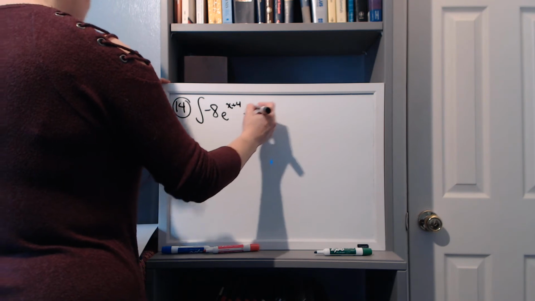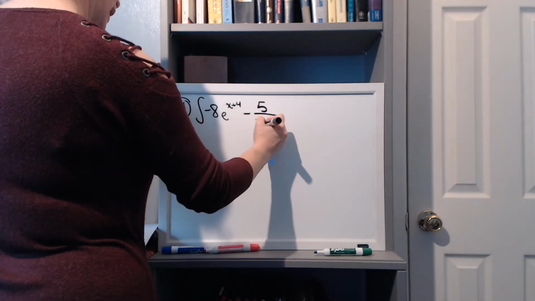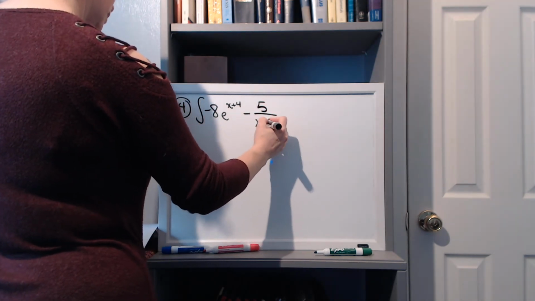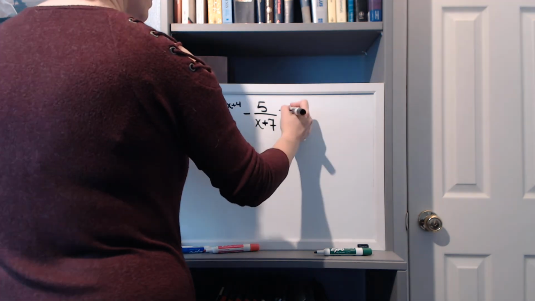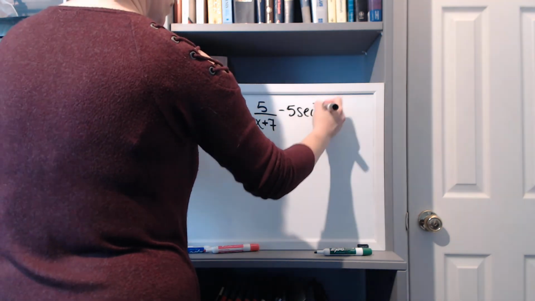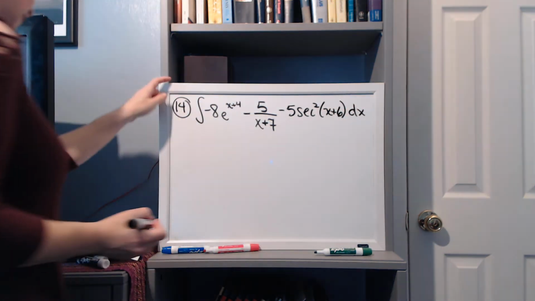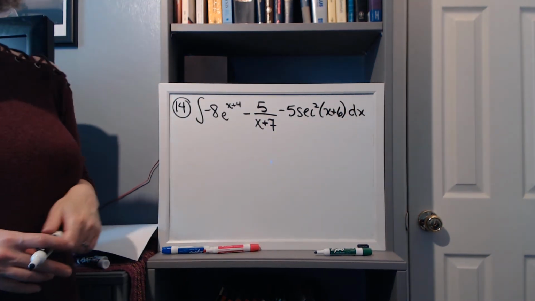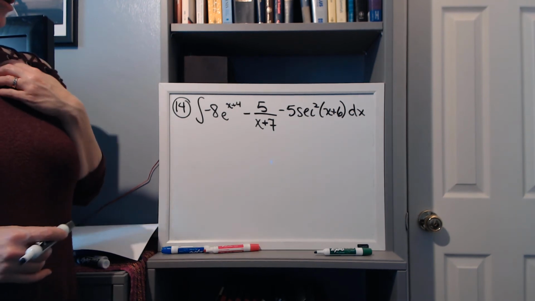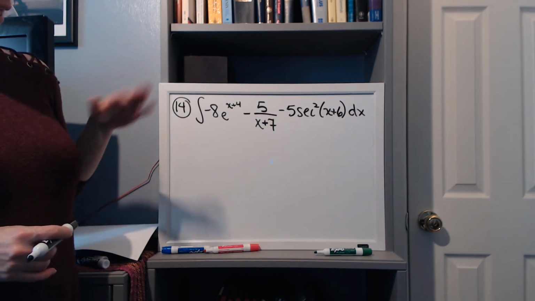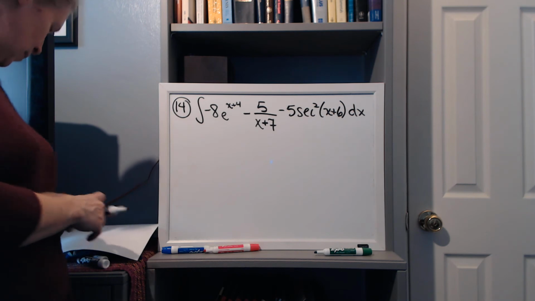All right, number 14. We have the integral of negative 8e to the x plus 4 minus 5 over x plus 7 minus 5 secant squared of x plus 6 dx. Okay, so here we want to be thinking about what happens in various cases.